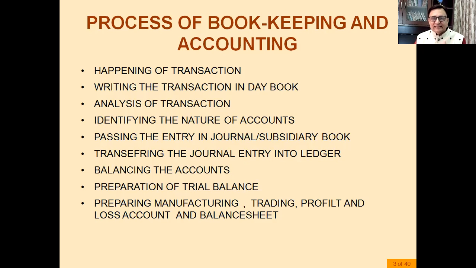And then whatever entries are made in the journal or subsidiary books, their corresponding entries in the ledger accounts are maintained. And when the whole process of preparation of the ledger account is complete, then we balance the different accounts which are maintained in the ledger and prepare a trial balance to check the arithmetical accuracy of the books of accounts. And on the basis of the list of the accounts reflected in the trial balance, we prepare the final accounts, that is the manufacturing, trading, profit and loss account, and balance sheet. So in this way, the whole structure of accounting is continued.